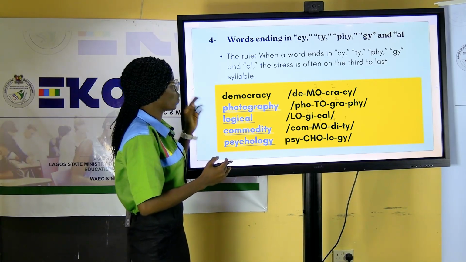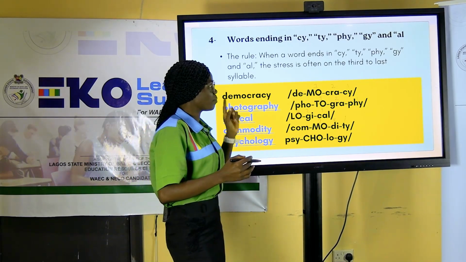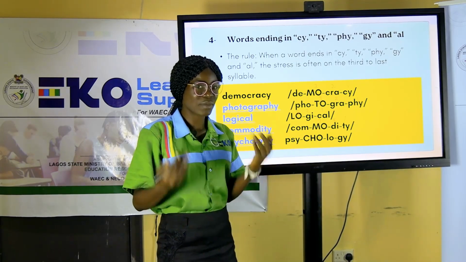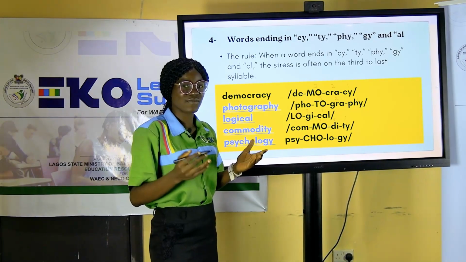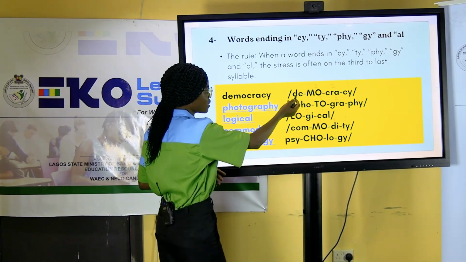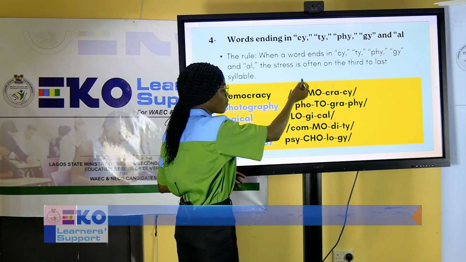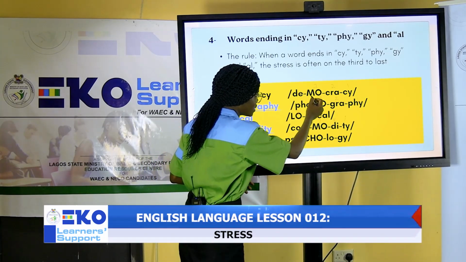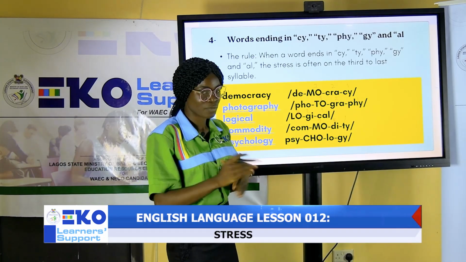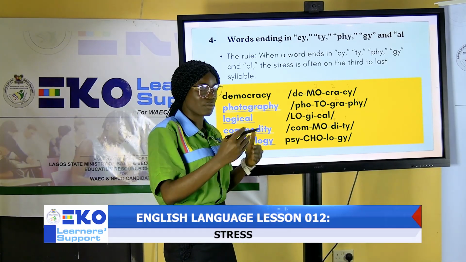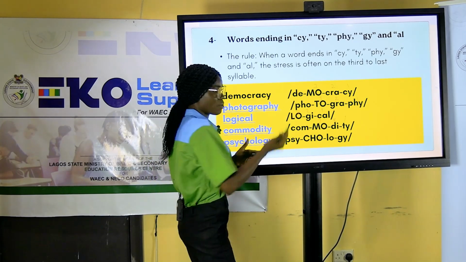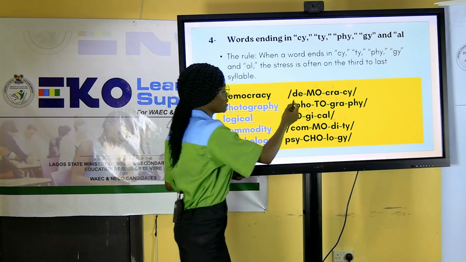words that end with cy, ty, phy, gy, and al. Please take note of this. You can master these things to help you identify your stress easily without stressing yourself. So this word will be pronounced as democracy. Democracy. When you get to this part, written in capital letter, you have to pronounce it louder than the other syllables. I hope you remember what syllable means. Syllable means breaking down words in smaller chunks.